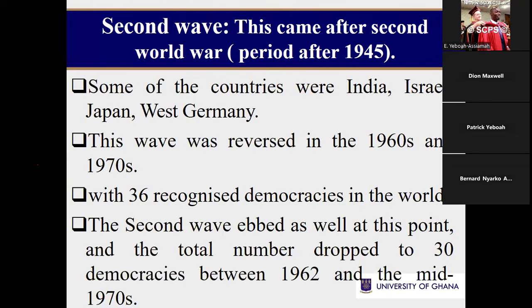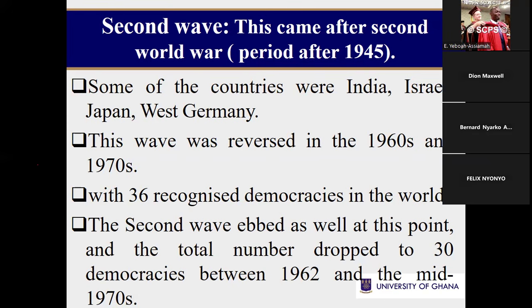A lot of countries became democracies during this era, because they gained their independence after the Second World War. Are you with me? Hello. Many countries gained independence during this era.